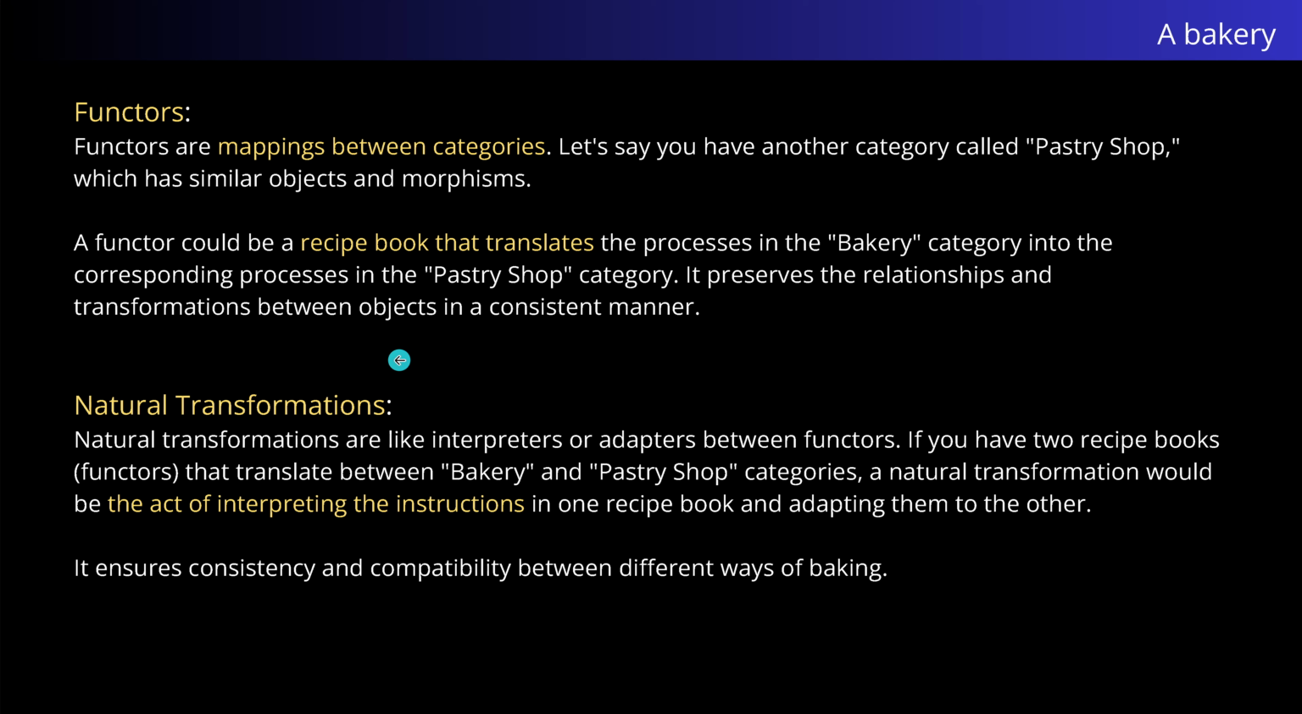Plus, we need something else, and we need natural transformation. And they are like interpreters between functors. Here we define functors. Natural transformation gives us simply the interpreters between those functors. So if we have two recipe books, two functors, that translate between the bakery and the pastry shop categories, a natural transformation, very easy, would be the act of interpreting the instruction from one book to the other one. Our goal is consistency and compatibility between the different ways we can apply this to our neural network.